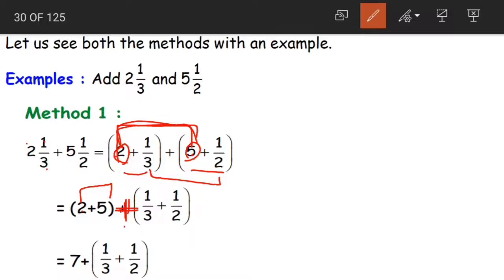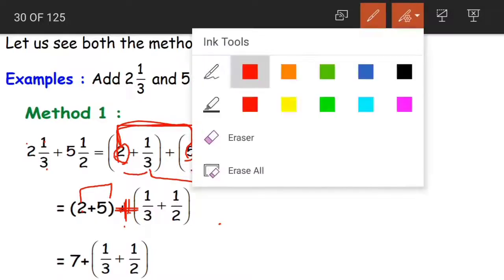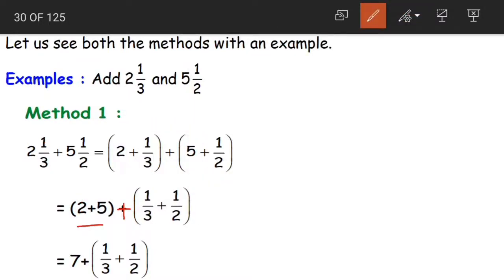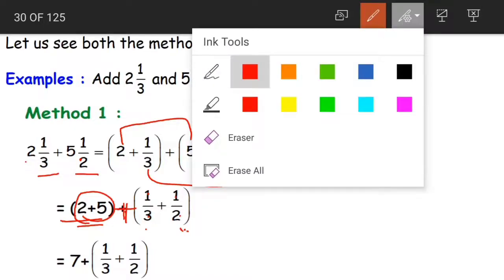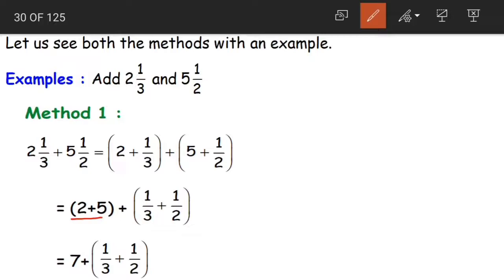2 1 by 3 is nothing but 2 plus 1 by 3, whole number plus the proper fraction. So 2 plus 5, this will be a whole number, plus our proper fractions, 1 by 3 plus 1 by 2. Understood, children? The whole numbers of both the mixed fractions plus the proper fractions of both the mixed fractions. Now 2 plus 5 is equal to 7, plus we have 1 by 3 plus 1 by 2.